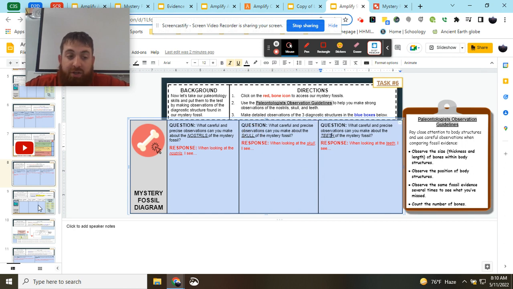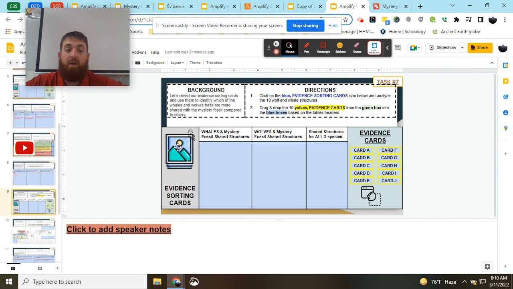After you've made the observations, you're then going to go back into our sorting cards and decide which of those structures we see with the whales and the wolves are specific to just them, or in the mystery fossil, or are shared amongst all three. So, for example, if we're going back to that mammal set of cards, I would say that all three structures right here, I'm sorry, that those are shared structures for all three of them. So I would drag those cards into this column.